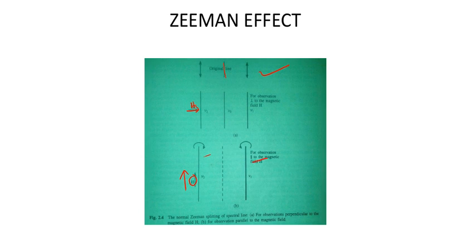Here you will be getting 3 lines. Here the center line is absent. So this is a snapshot taken from your textbook.